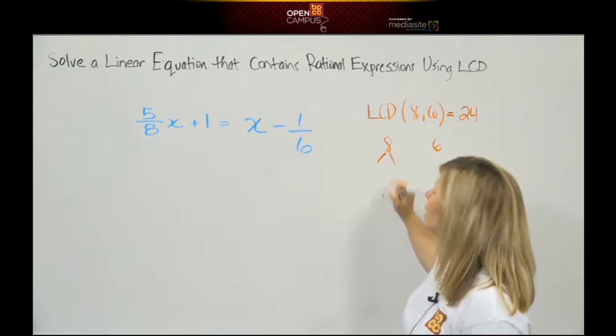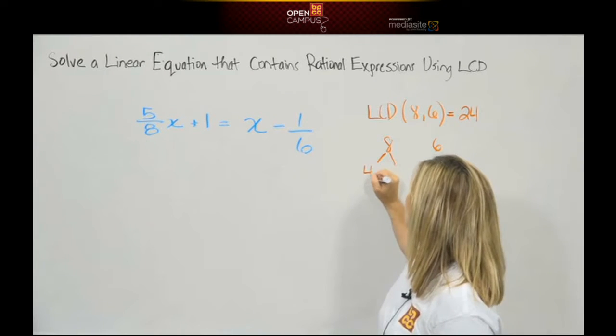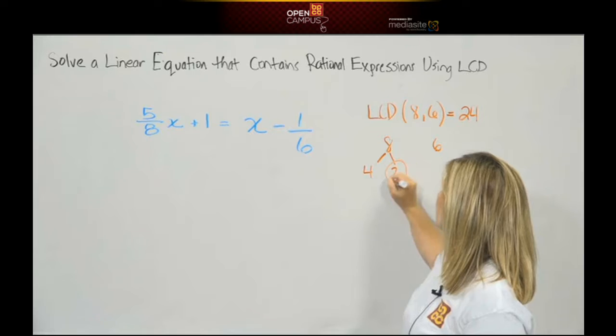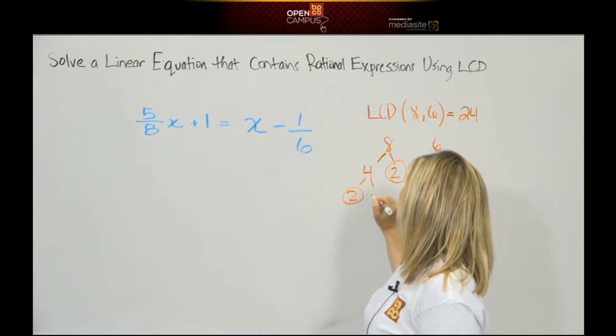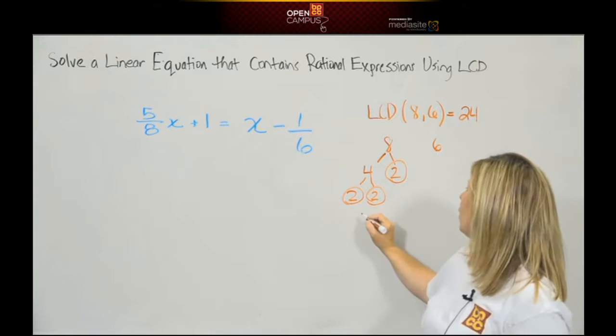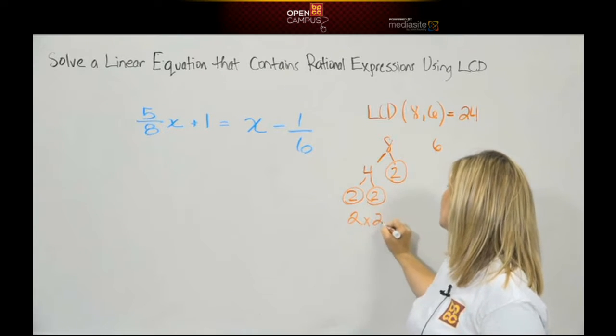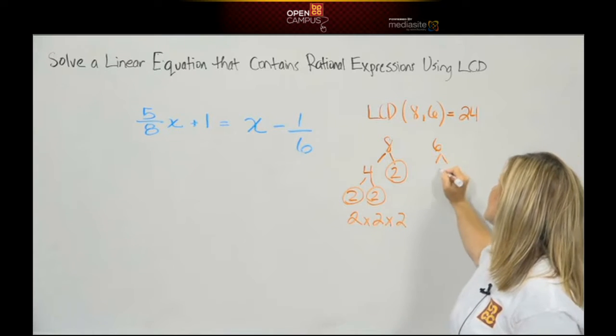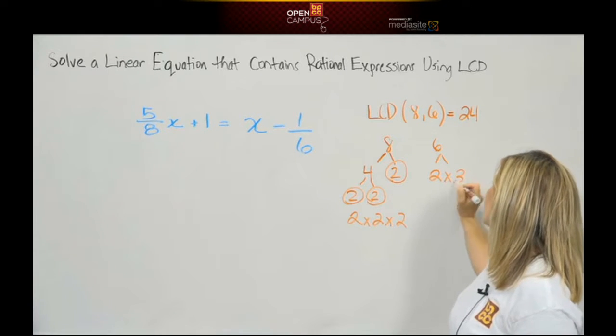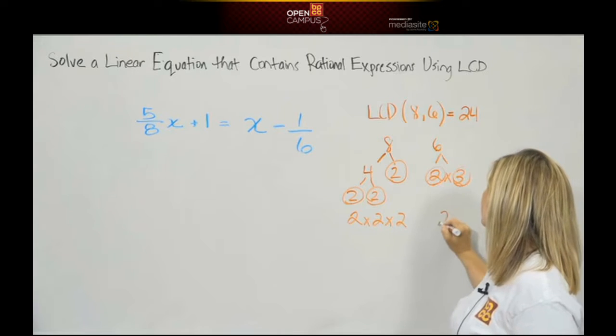So just to review, 8 is not prime. 8 is 4 times 2. 2 is prime, I'll circle it. 4 is not prime. It is 2 times 2. So we know 8 is 2 times 2 times 2. 6 is not prime. 6 is 2 times 3. Well, those are both prime, so we're done.